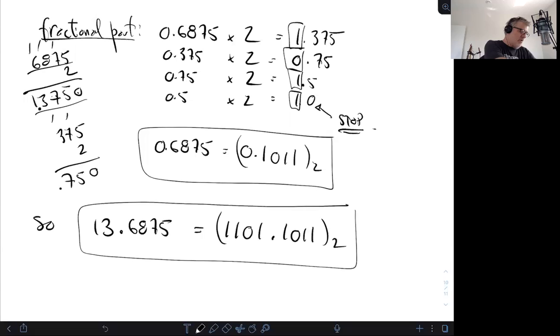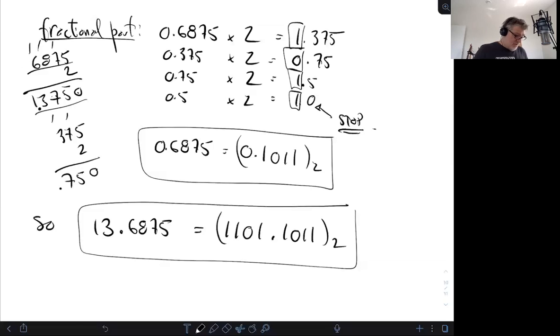Okay, so this is it for conversions. These are the algorithms. When we get to octal and hex, it'll be exactly the same procedure. We'll just have to divide or multiply by the base. In that case, it will be 8 or 16. So it's the same procedure.